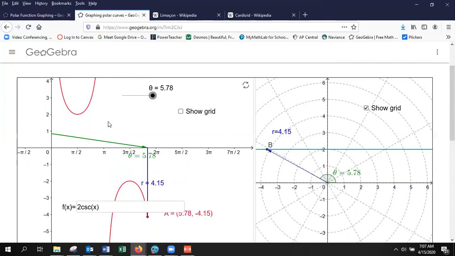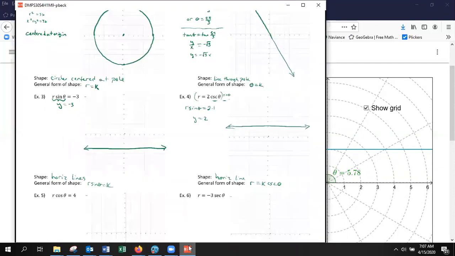Now, how would we do that for example 3? Let me go back to my notes. For example 3, in order for us to graph it into GeoGebra, we would have to divide both sides by sine. So r sine of theta equals -3, divide both sides by sine of theta, and we get r equals -3 cosecant theta. So if you do want to use GeoGebra to help you take a look at what these graphs look like, you always need to solve for r, which is one of those skills that we learned last time.